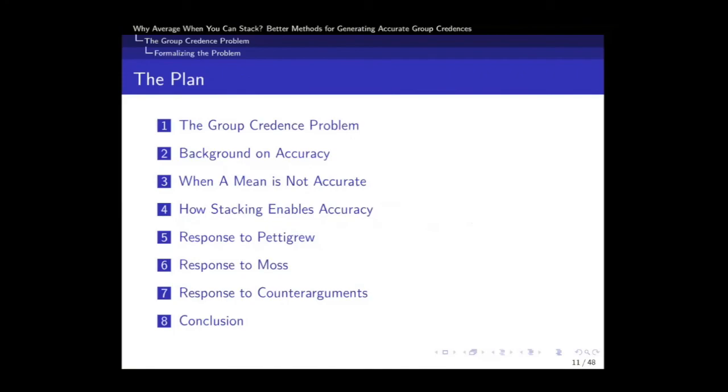Right? So here's the plan for this talk. I've just done a kind of extended background on the group credence problem. I'll then be giving some background on accuracy and inaccuracy measures, talk about the cases where a mean fails to be accurate, show how in such cases stacking can enable accuracy, consider and respond to Pettigrew's argument, consider and respond to Moss's argument, respond to some other counterarguments that I've thought of, and then finally conclude.